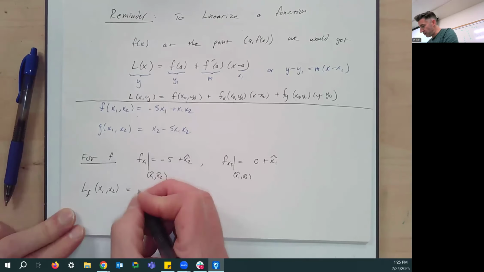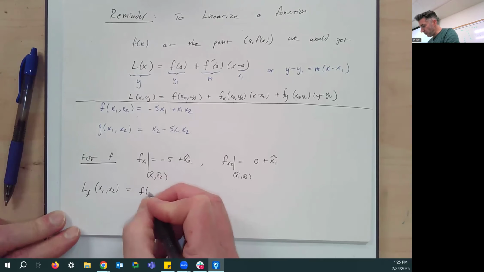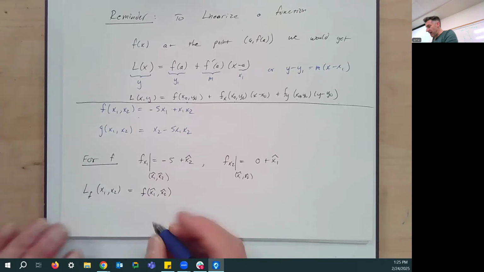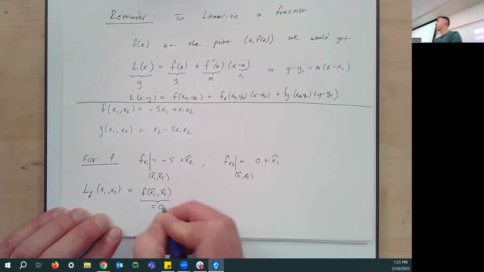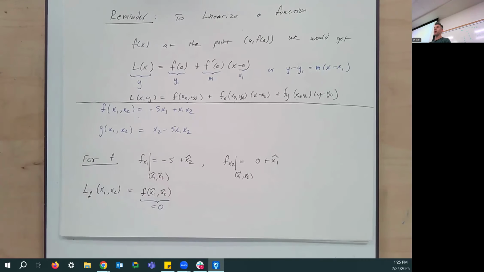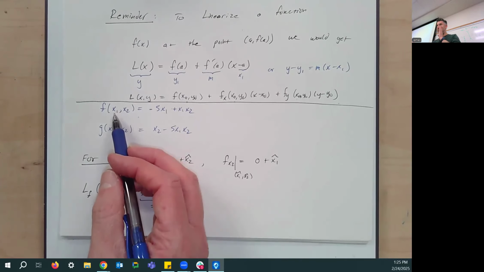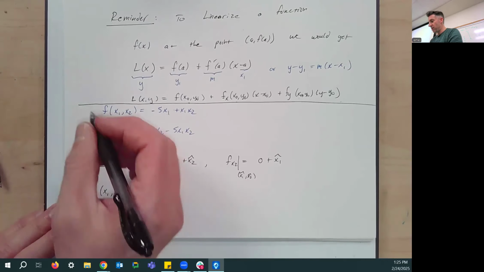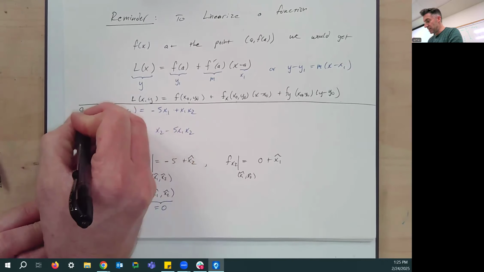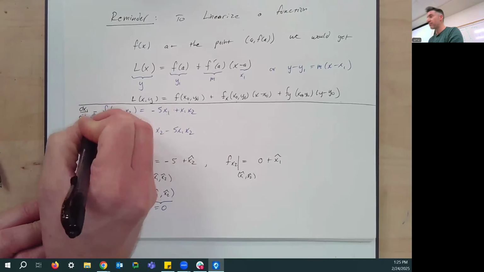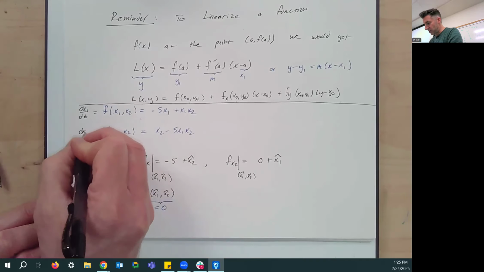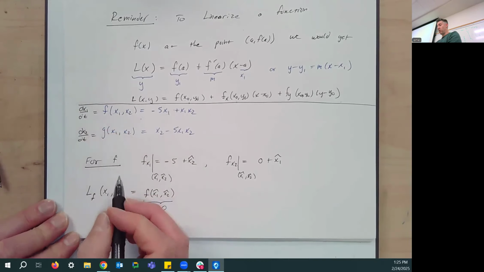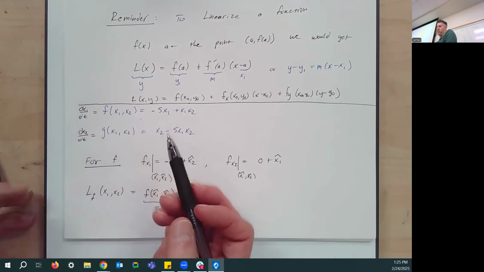I'm just going to write it down, but then I'll point out that if I plug in f of x1 hat, x2 hat, that automatically has to be equal to 0 because it's the equilibrium. It's where my function, which is the derivative, is zero. I know we've divorced ourselves from that for a minute, but as a reminder, we called this f, but it really was dx1/dt, and the second one was really dx2/dt. So it's where the derivative was equal to 0.